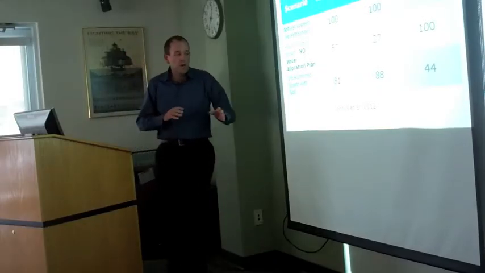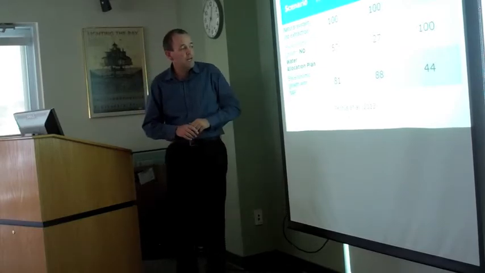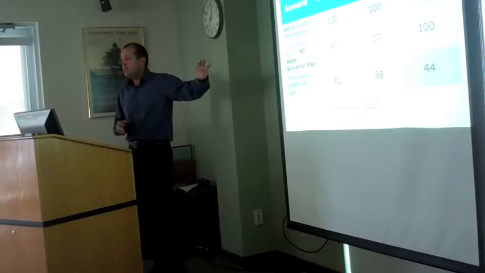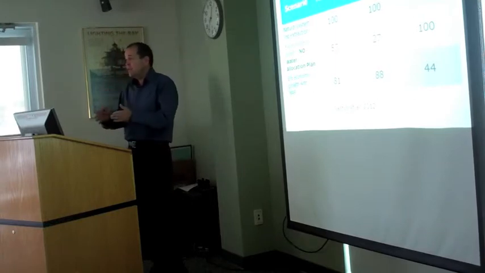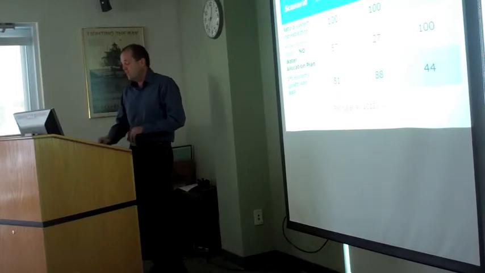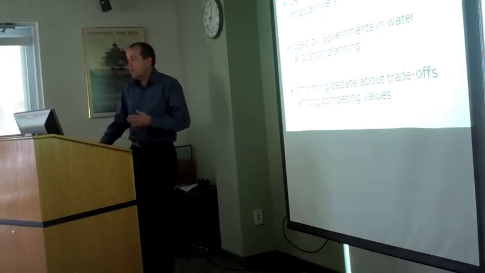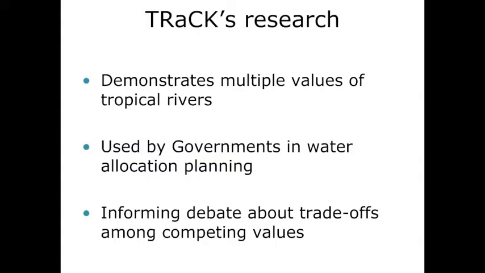But we can moderate that by putting in a water allocation plan which restricts the time at which you can take water. And you can still achieve agricultural goals, economic goals, but you're still preserving something of the river flows and the fish habitat. Now, we're not saying one of these is better than the other, but what we're saying is that for the first time, people are actually able to sit down and look transparently at the trade-offs between those different alternatives. So it's really showing that the work we're doing is demonstrating that there's multiple values, that the information is now being used by governments when it comes to water planning to try and have a much more informed debate about the trade-offs.